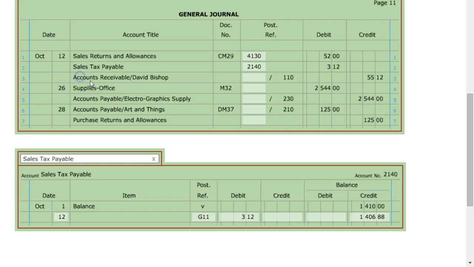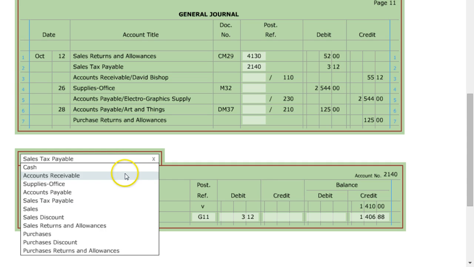Okay, so this next one right here where it says accounts receivable, this is how this would work. You're going to post this accounts receivable to the accounts receivable account in the general ledger. David Bishop right here, you would actually post that to the accounts receivable ledger, which has already been done. Normally, for this particular transaction, you would post 4 times. Okay, so just keep that in mind.